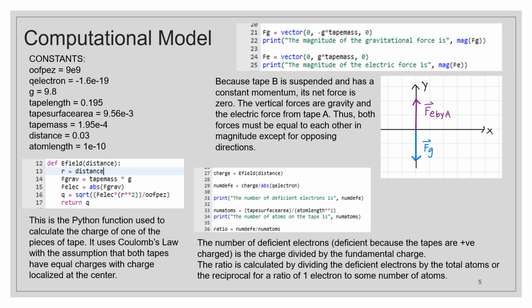Lastly, the number of deficient electrons, in this case deficient because the tapes are positively charged, is the charge divided by the fundamental charge. The ratio is then calculated by dividing the deficient electrons by the total atoms, or the reciprocal for a ratio of one electron to some number of atoms.